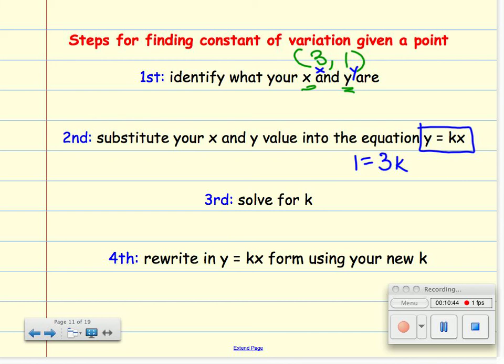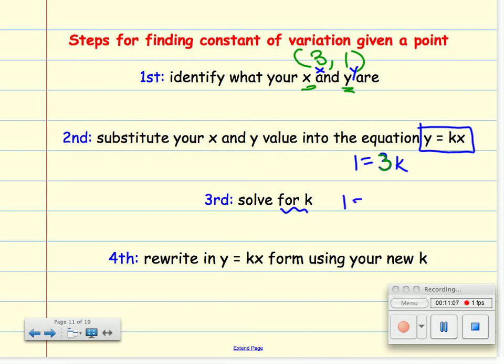Notice I'm not going k times 3. When we multiply with variables, we want to keep things as a coefficient. We always want to put the number in front of the variable. Now the next step, I need to solve for k. So that means I need to move that 3 and get k alone.